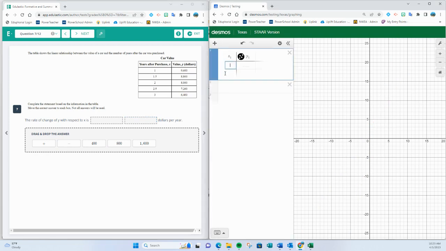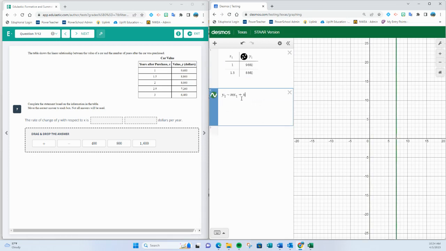I can use my table method where I'm going to input 2 of the ordered pairs into the table. I cannot put the commas for my ordered pair. So if it's 8,860, I have to put that in just as straight numbers, no commas included. Y1 approximation mx1 plus b.